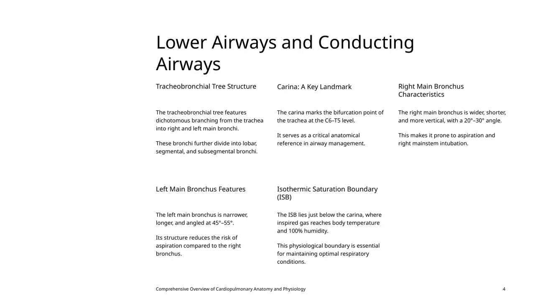Moving on to the main bronchi, the left main bronchus is narrower, longer, and angled at about 45 to 55 degrees.